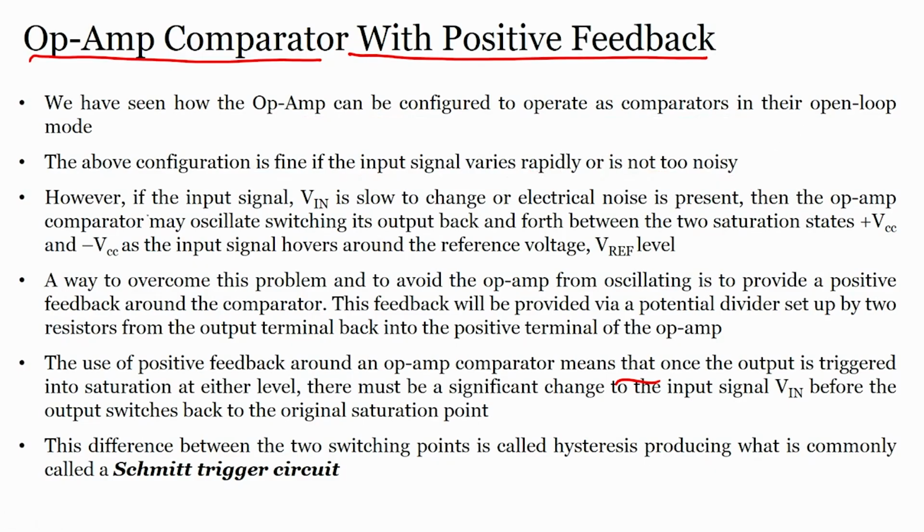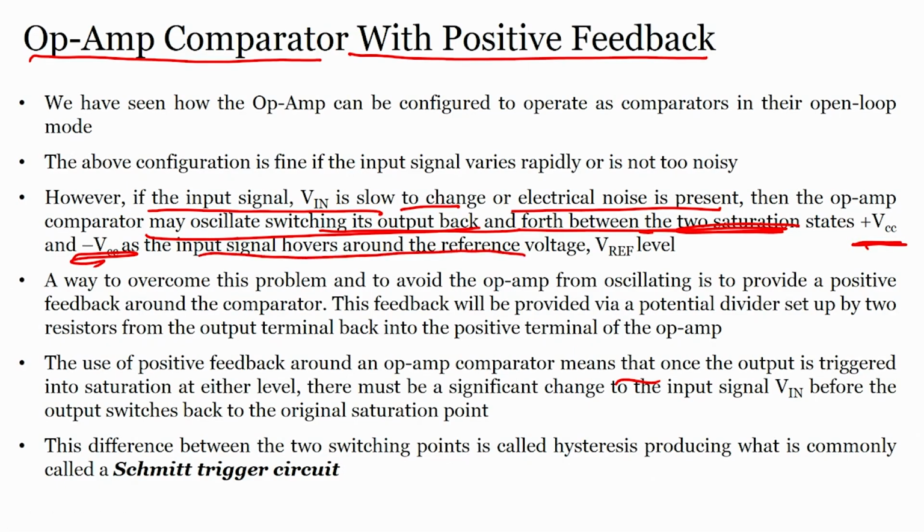If the input signal V in is slow to change or electrical noise is present, then the op amp comparator may oscillate, switching its output back and forth between the 2 saturation states, plus VCC and minus VCC, as the input signal hovers over the reference voltage level. So, if the input is slow or noise is present, the op amp will start oscillating and the output will be between positive and negative saturation.